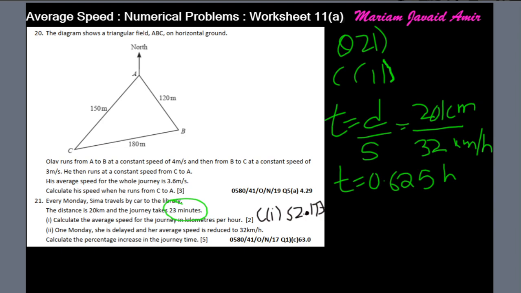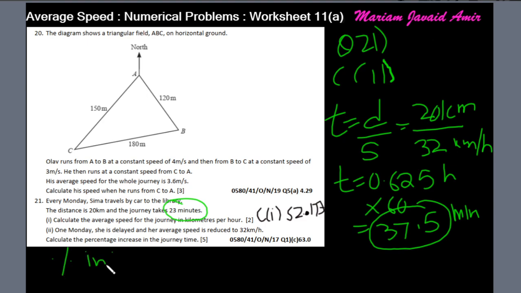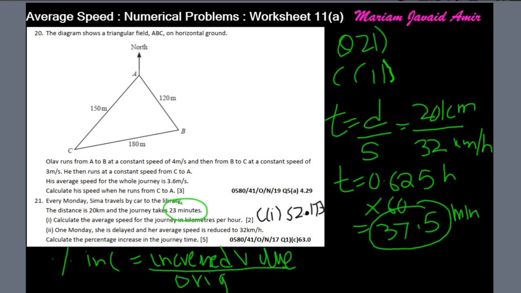Now we need to compare it to the previous time. That time is in minutes, so let's convert this into minutes by multiplying it with 60, and we get 37.5 minutes. So this is the new time in minutes, and we need to find the percentage increase. The formula for percentage increase is increased value over original value times 100.